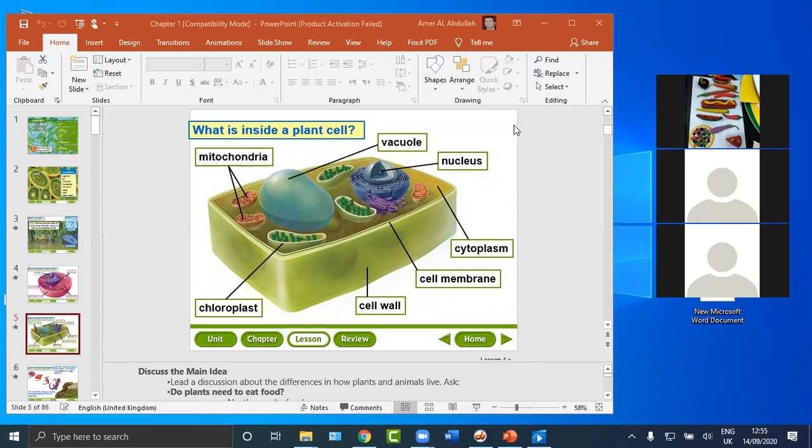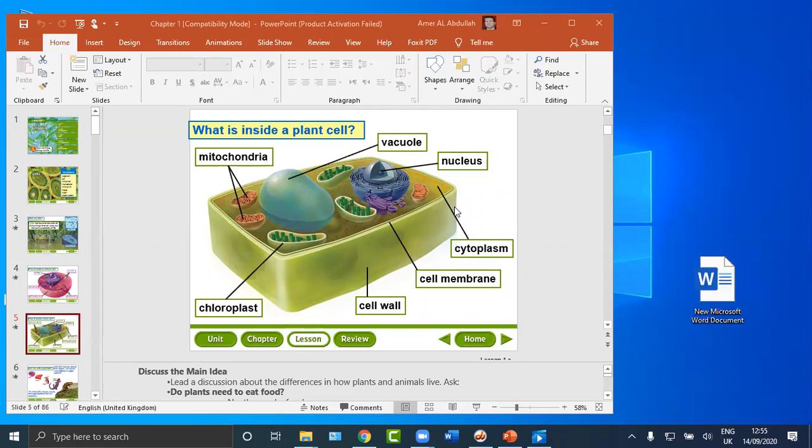Now, the cell wall in the plant cell. It's a layer, an outer covering around the outside of the cell. This layer is called the cell wall.